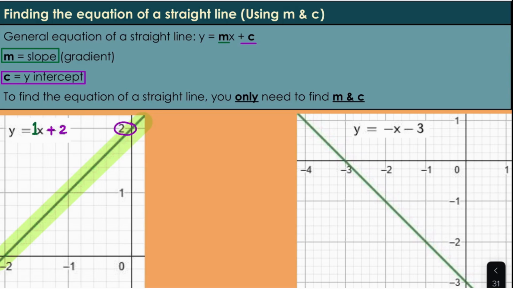y-axis at 2. In our second graph, we see a negative slope from left to right. Our slope value is negative 1. There is an invisible 1 in front of our x, and our y-intercept is negative 3. And we can see that because our green line crosses the y-axis at negative 3.